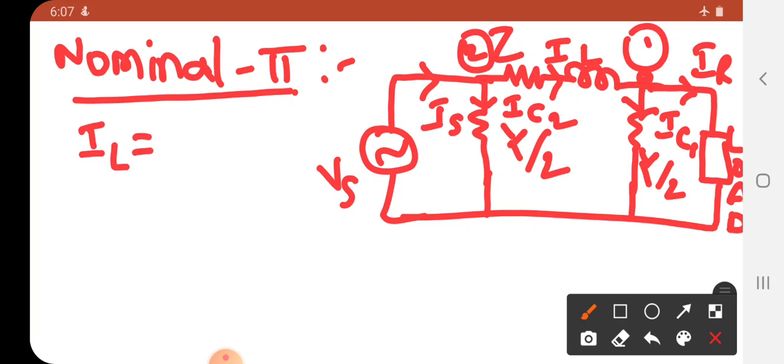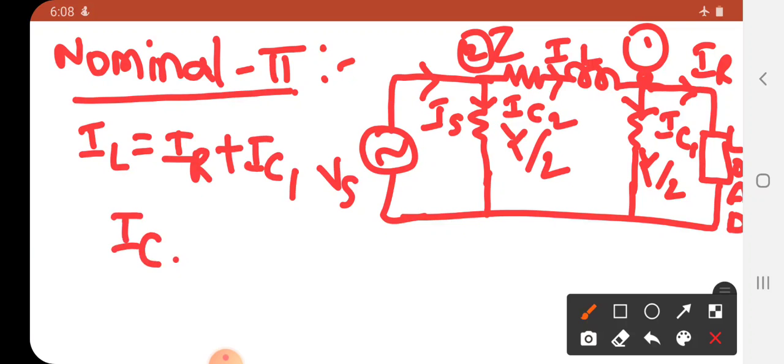IL is equal to IR plus IC1. Yes, if it is so, then what is IC1? IC1 is equal to VR into Y by 2, because the load and shunt admittance are connected in parallel. Hence the voltage across each is the same. Therefore it is VR into Y by 2. That is the value of IC1.